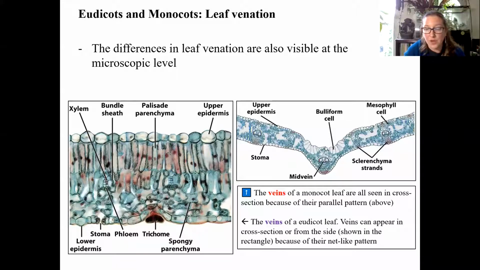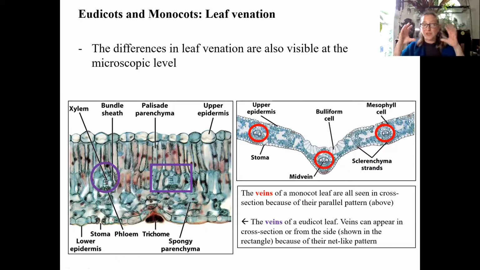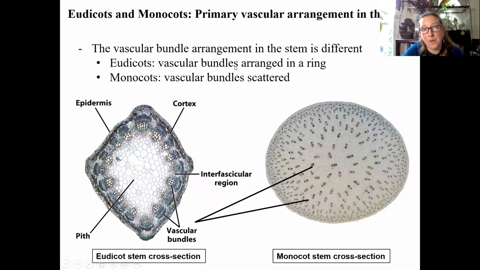Yes. So on the monocot leaf on the right, those red circles are each showing you a vein, and inside of those veins, you can very clearly see the xylem and the phloem because you're seeing the complete vein. Whereas in the dicot leaf on the left, the one that's in the circle, you can see the full xylem and phloem, but the one that's in the rectangle, you're only seeing a side of it because since they're net-like, they're not all going to be coming at you straight on. Okay. All right, yet another way we can tell these guys apart.